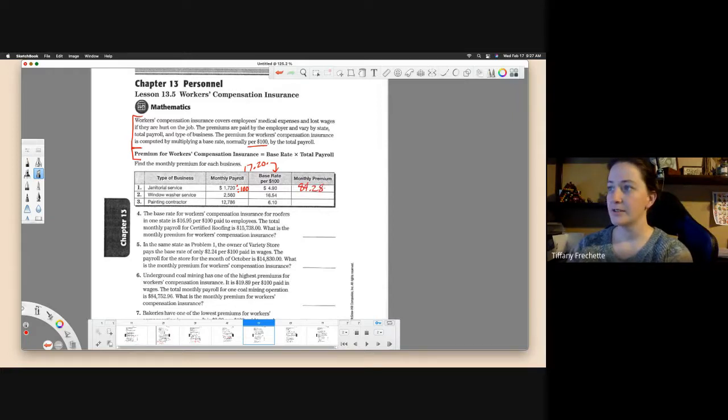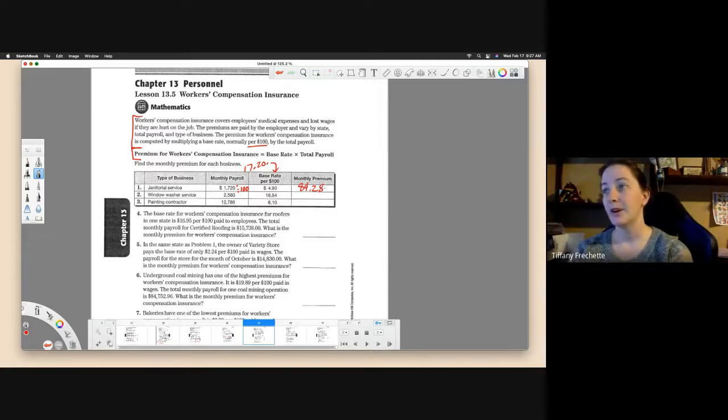So make sure you're paying attention to that per 100. That does change the calculation. If you just say 1,720 times 4.9, you're going to get a much larger number because you didn't divide by 100. So you're going to get 100 times this number. So just pay attention to that idea. You need to divide the monthly payroll by the 100 and then multiply by your base rate.